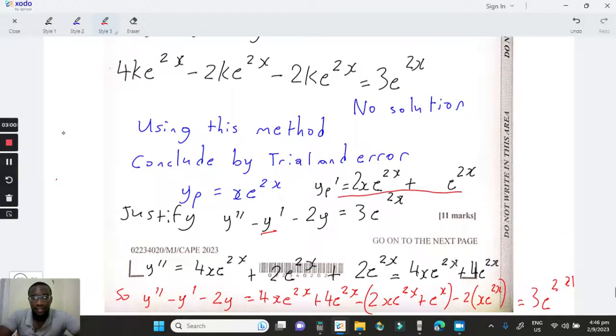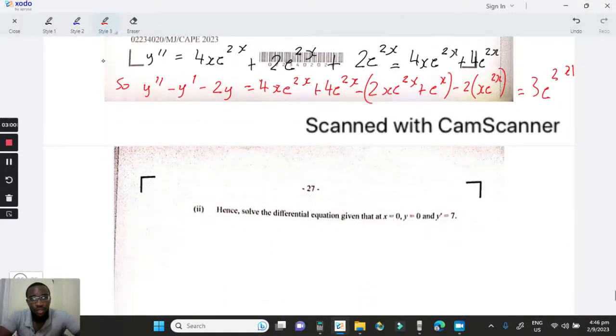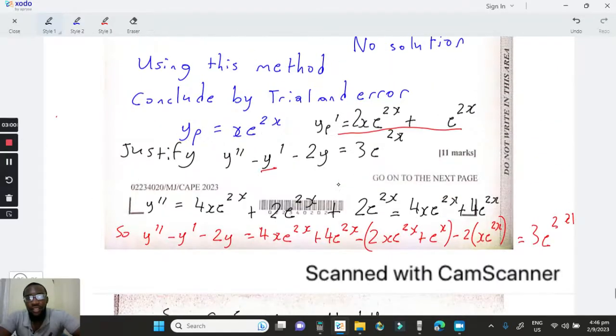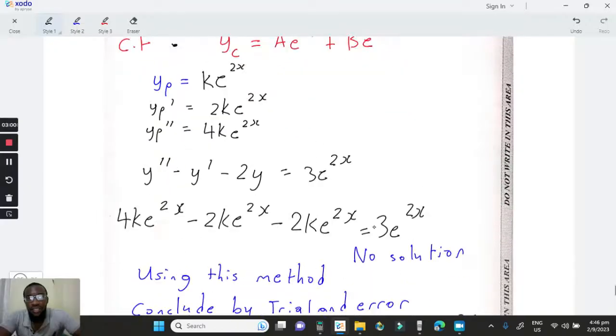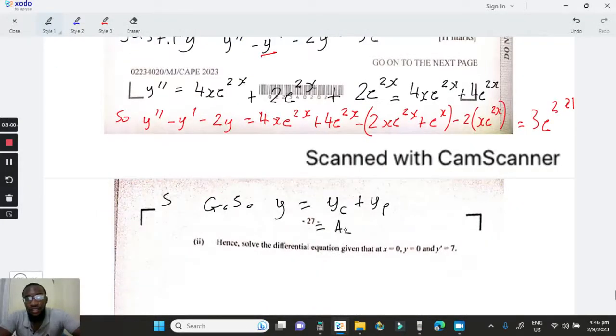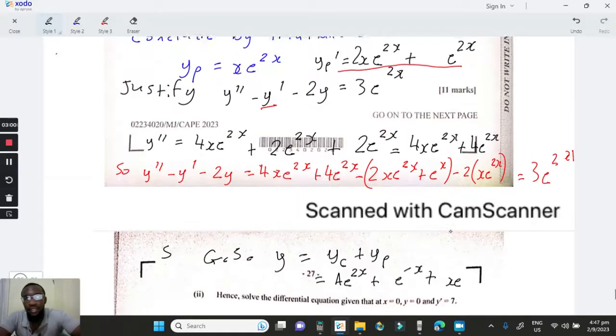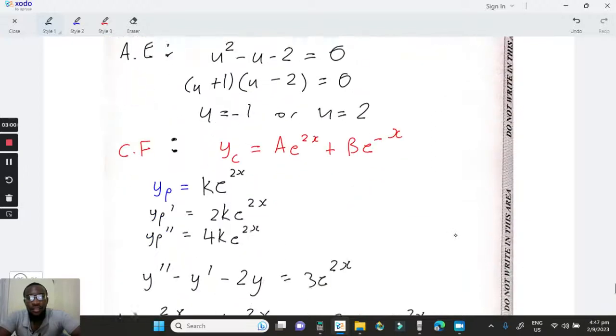So that's what we're supposed to show, alright? Now once you show that, then finally you have to tell them, I don't know why they don't give more space. Our general solution, remember, is y equal to your complementary function plus your particular integral. So your complementary function we got was a e to the 2x plus b e to the minus x, plus your particular solution, which was x e to the 2x.